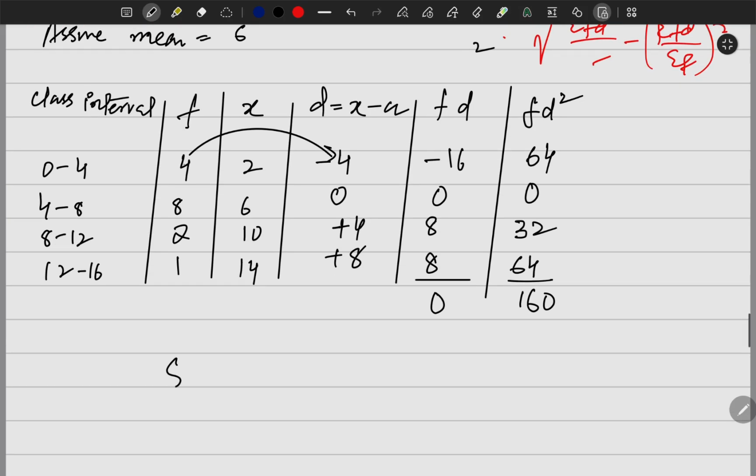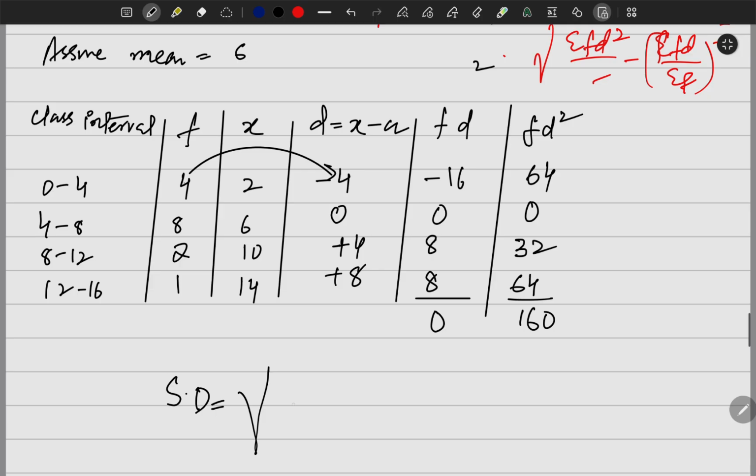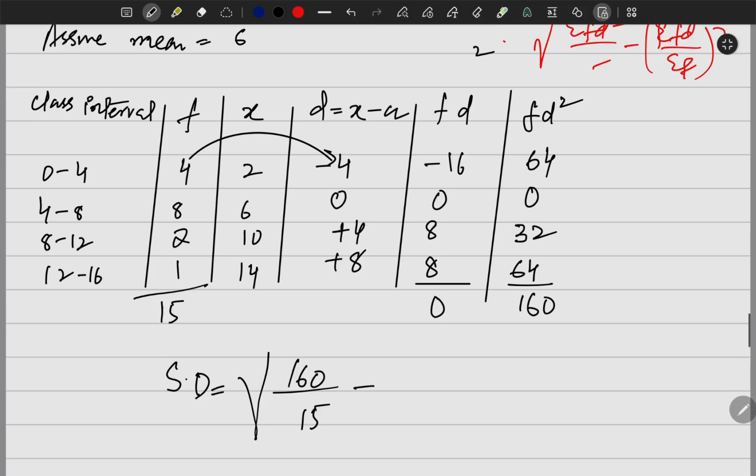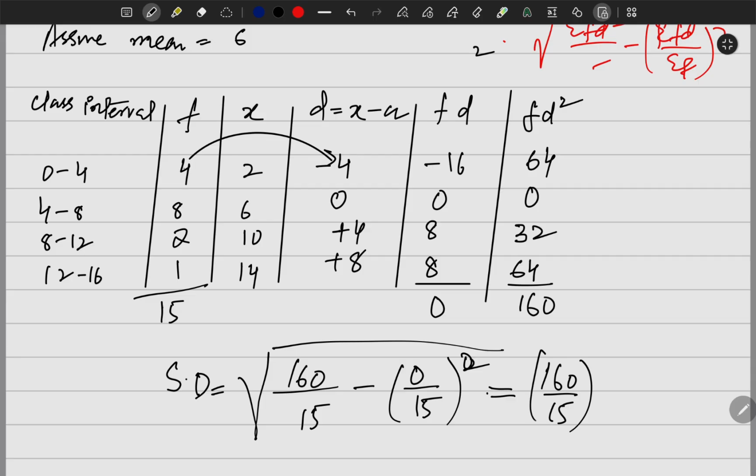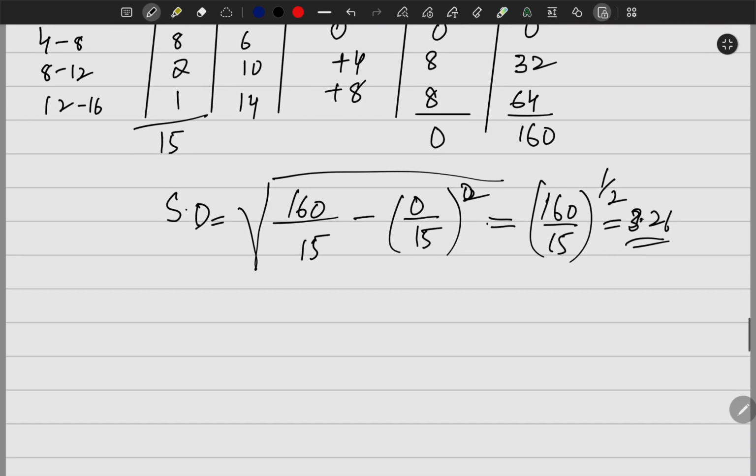Now put it in the formula. Standard deviation is equal to root of sum of this, so this is 160 divided by sum of frequencies, that is 15, minus sum of this, that is 0 by 15, whole square. So now it will be equal to square root of 160 by 15, so that is equal to 3.26. So these are the examples of the standard deviation.